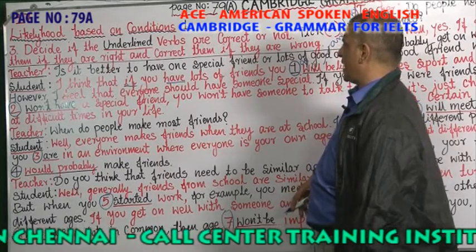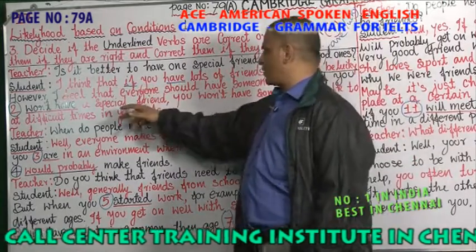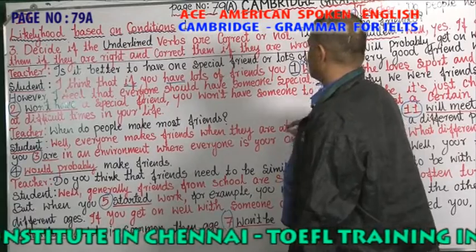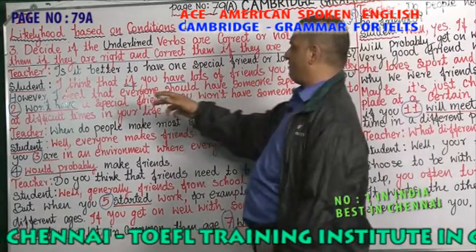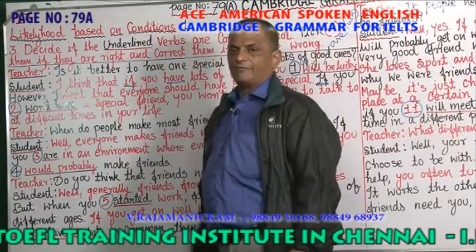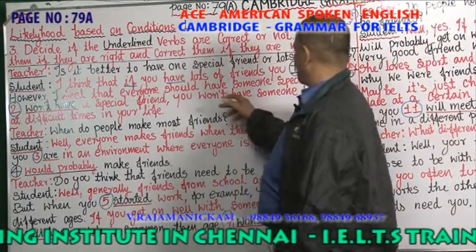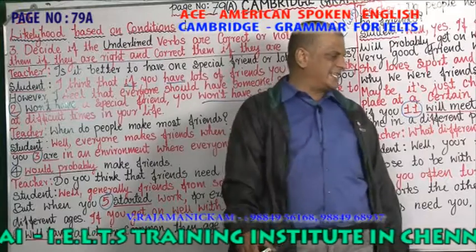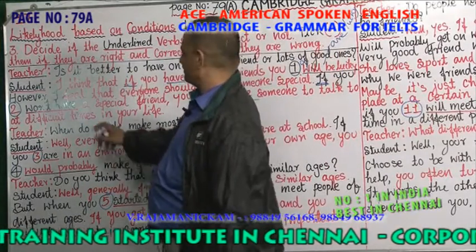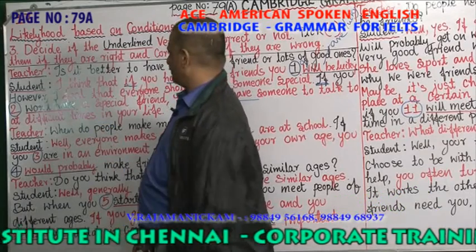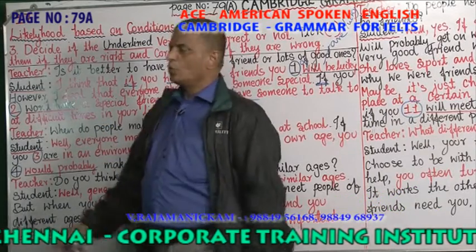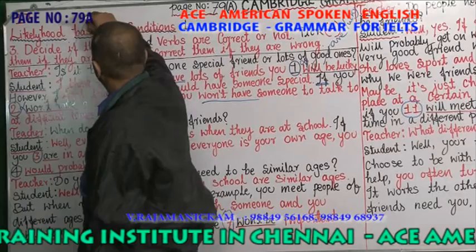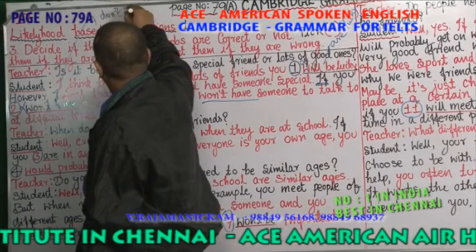He also says that everybody should have someone special. If you won't have a special friend, you won't have someone to talk to at difficult times in your life. See, if condition is there; all the sentences are if-condition sentences. Won't have isn't future, isn't it? Second, won't have. Is it correct? What's the given answer? Don't have. If you don't have a special friend, is it so? Won't have is wrong. You have to write don't have.